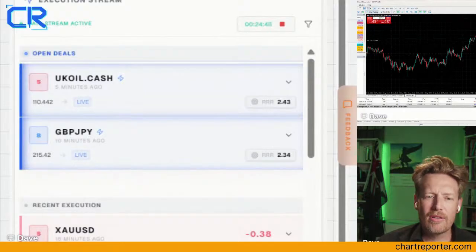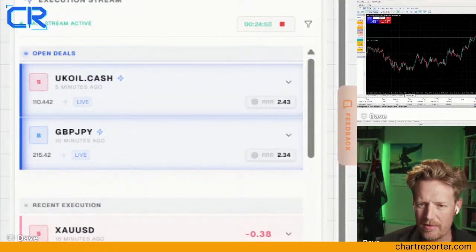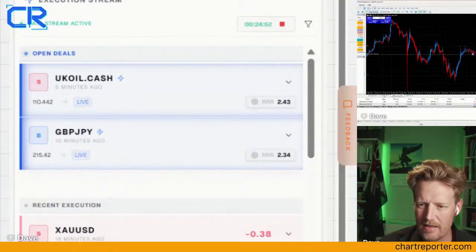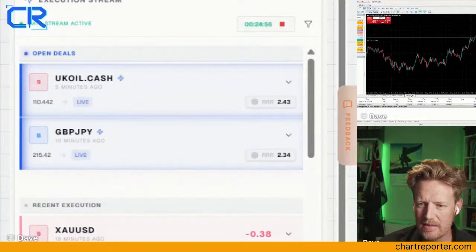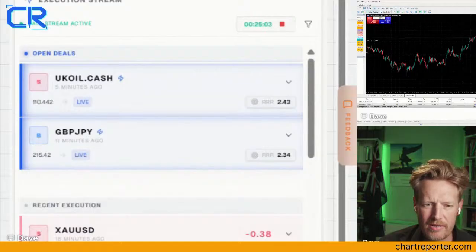Is there a third? Can we get something else going on? Is there anything else near the PDHL, as I call it, the previous day high low? Let's get a clean chart like this one with PDHL on it.